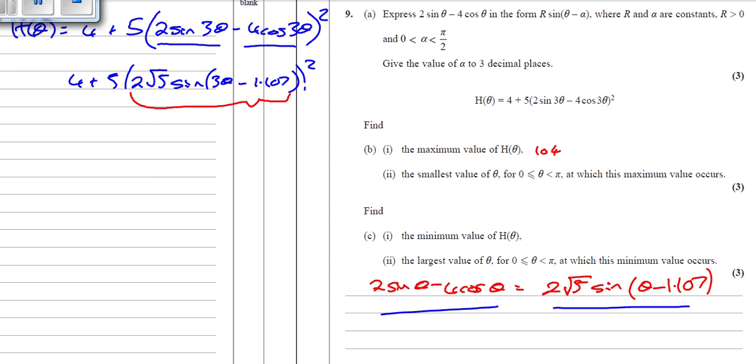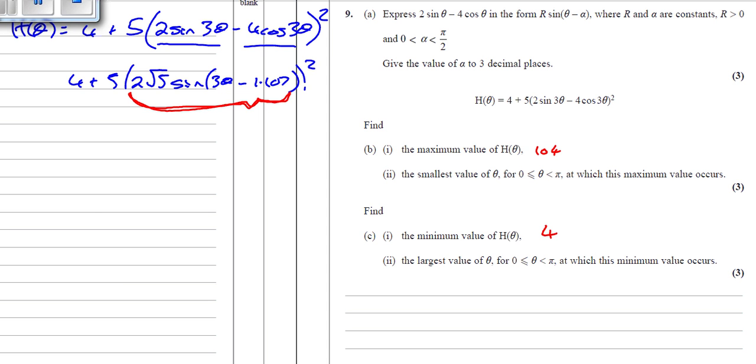So if we're going to take something here, which I've put in the curly brackets, and we're going to square it, the smallest we can ever make that is if it's 0. So 0 squared is 0, times by 5 is 0, then we're going to add 4. So the minimum value is going to be 4. And the largest value at which this minimum value occurs, so, oh, that's the largest value.